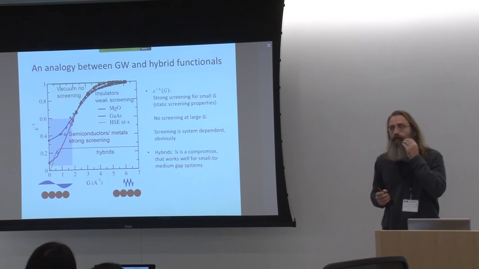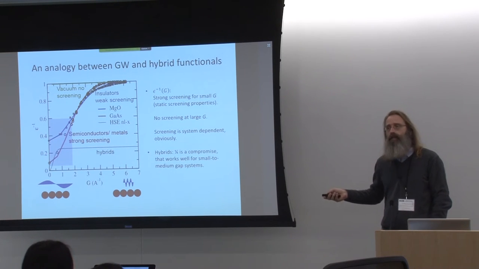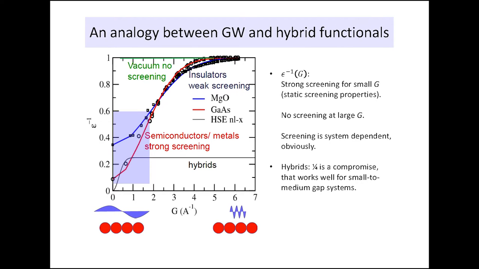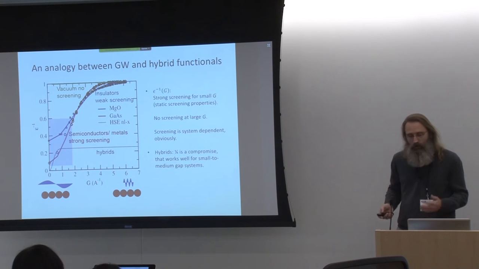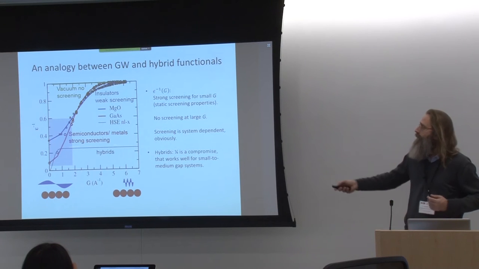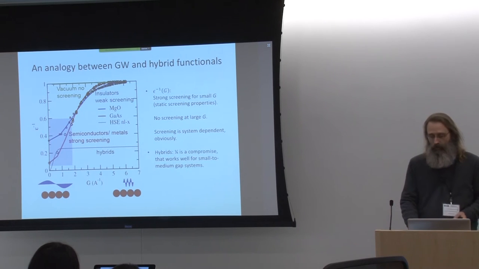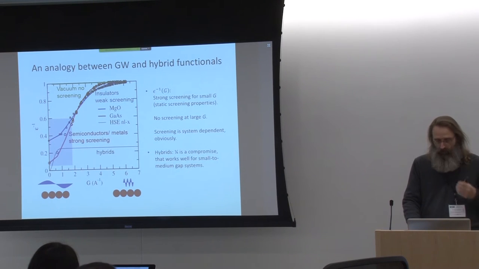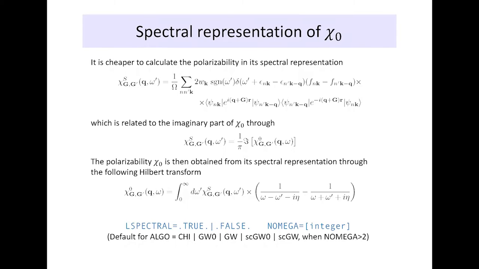Right. Yes? Having problem understanding the x-axis, so g is the Green's function, or what? No, g is a reciprocal space vector. Right, so as we go to larger reciprocal space vectors, we're dealing with faster fluctuations in the response. So we see that this one quarter is actually a fair compromise for systems that have small gaps. This is the reason why these hybrid functionals work so well. So this one quarter doesn't exactly fall from the sky, right? It has some basis.